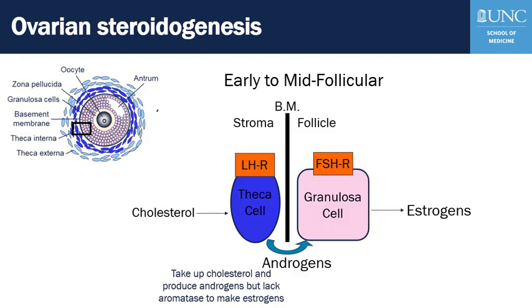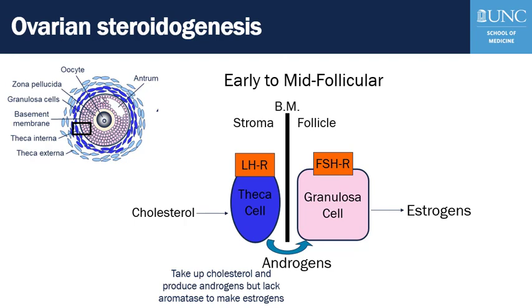So if we zoom in on that interaction between the theca cell and the granulosa cell, each one of these cells synthesizes a different hormone because they contain different enzymes. So here is our big picture. We're looking at a developing follicle with the oocyte in the middle, the surrounding zona pellucida, and the granulosa cells in pink, and the theca cells out here in blue. And the theca and the granulosa cells are separated by this basement membrane.